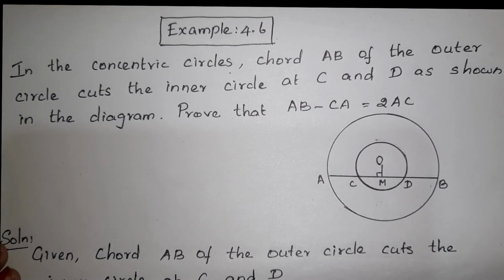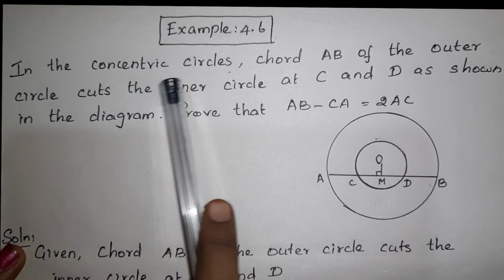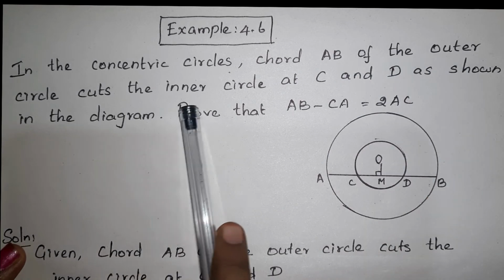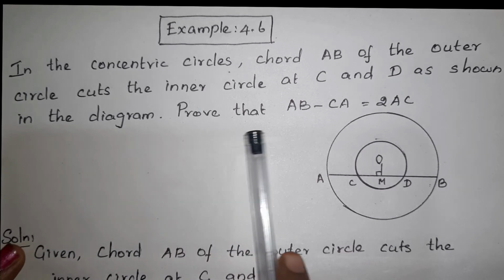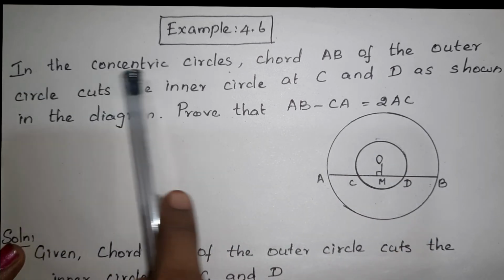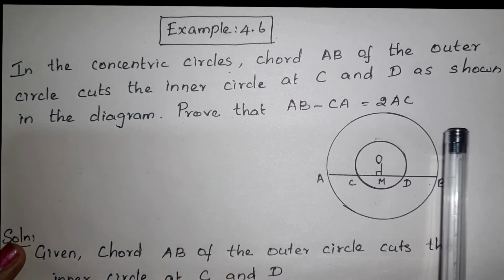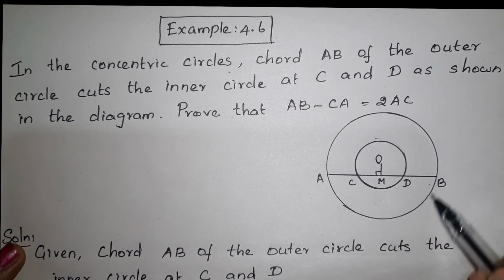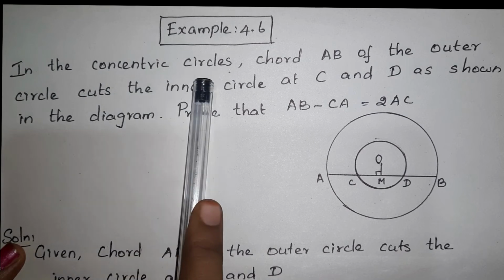See the next example. Example 4.6. In the concentric circles, chord AB of the outer circle cuts the inner circle at C and D as shown in the diagram. Prove that AB minus CD equal to 2 times AC. So what is given? In a concentric circle. So you know the meaning of concentric circle. Concentric circle means two circles have the same center. So see this figure, one circle, then inner circle, outer circle, both have the same center, that is O. Okay, so that is given that it is concentric circle.